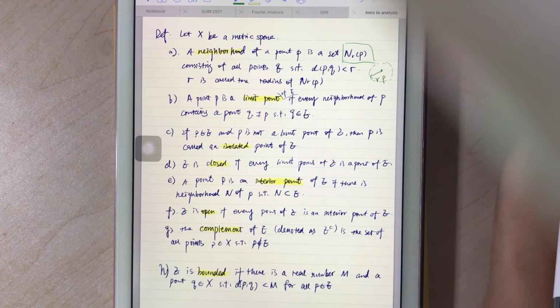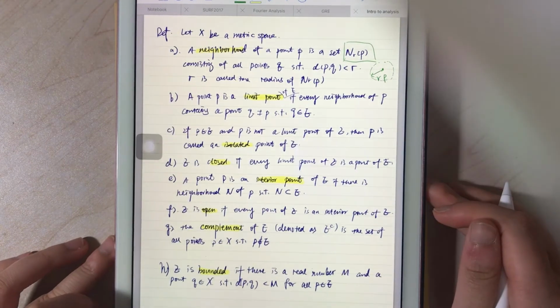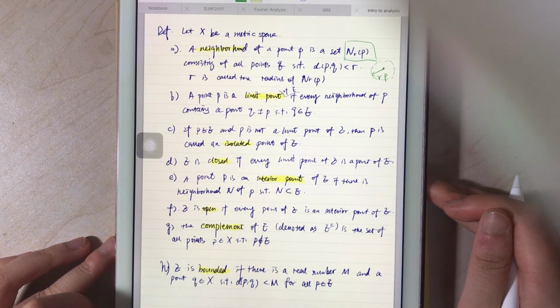Okay, and d. So now we finally get to the definition of a closed set. E is closed if every limit point of E is a point of E. This is simply the restatement of the closed set definition on the real line, right?